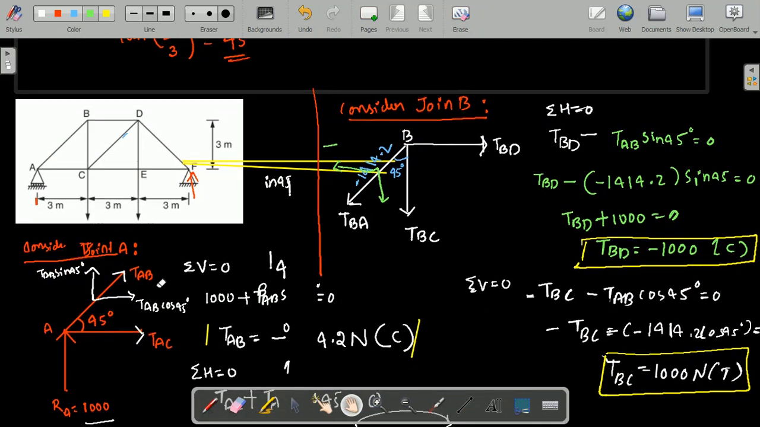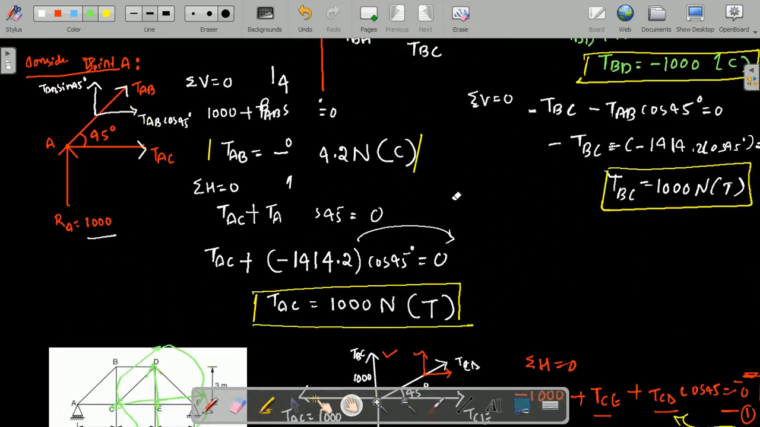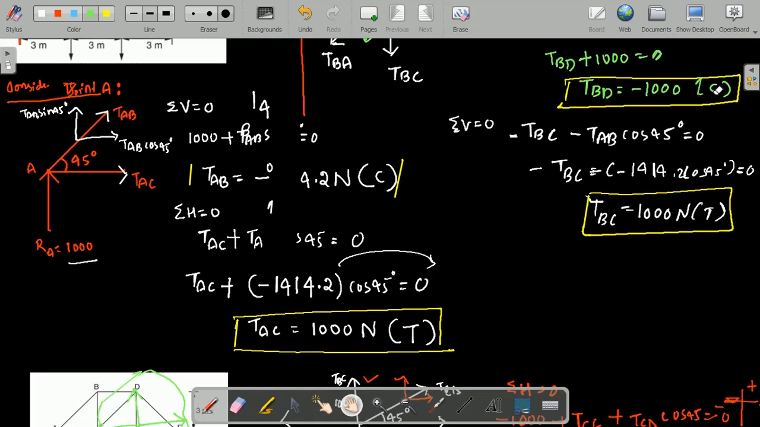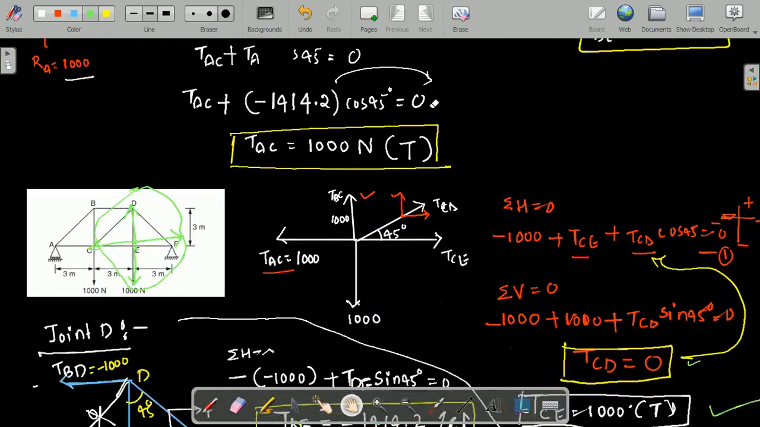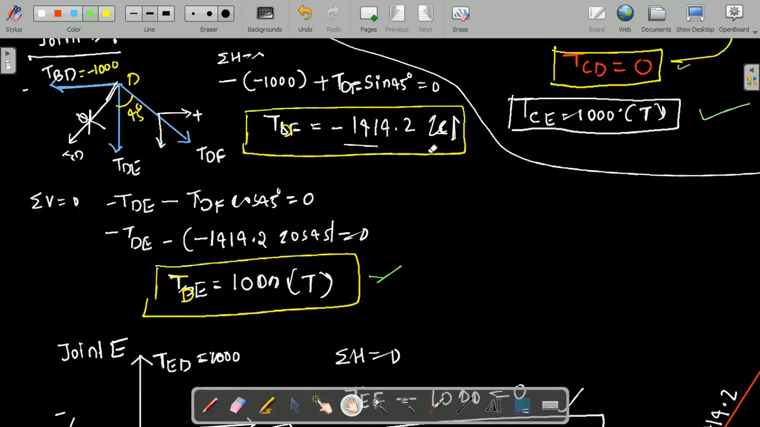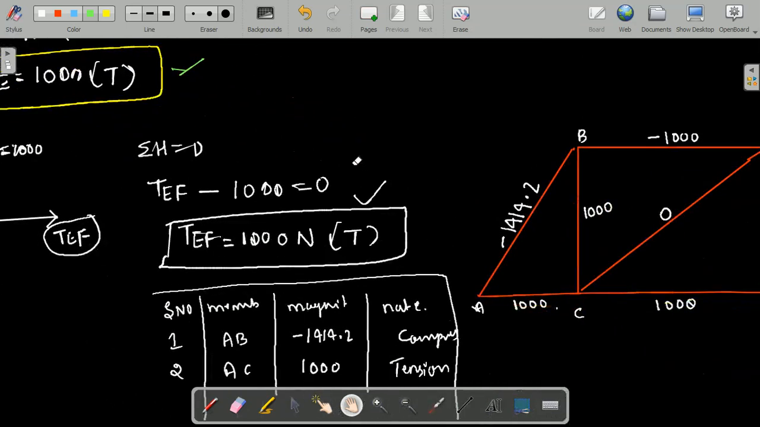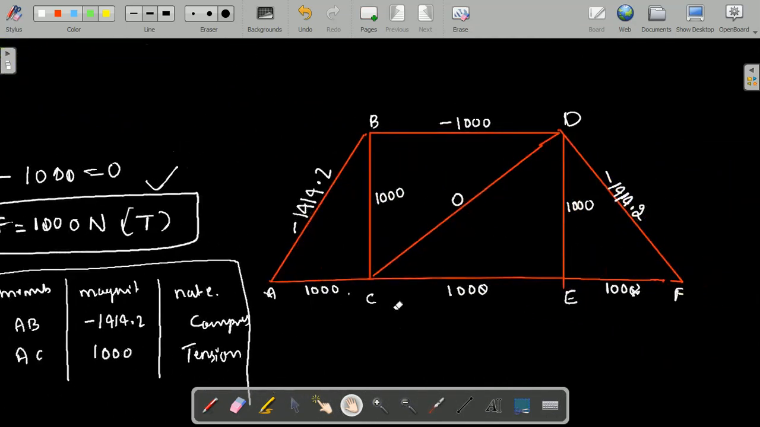The next thing is only applying the equilibrium conditions. You observe that I considered joint A and applied the equilibrium conditions, then joint B, and calculated the different axial forces. If it is compression, mention it as compression: negative value is compression, positive value is tension. Similarly, I considered the next joints, joint C, joint D and joint E, such that you find all the member forces present in the given truss. So this is the complete procedure for the analysis of a truss using the method of joints.